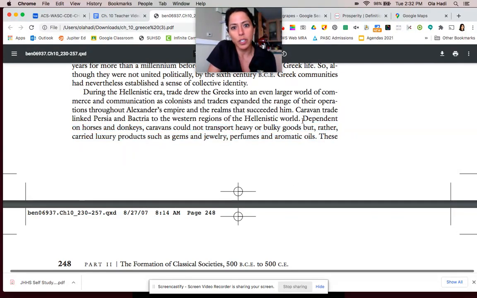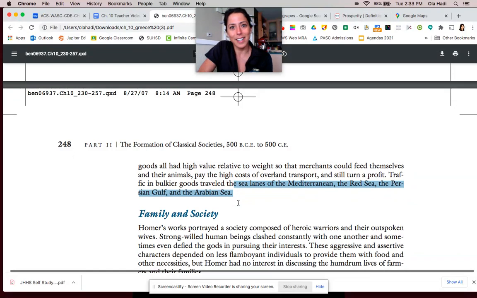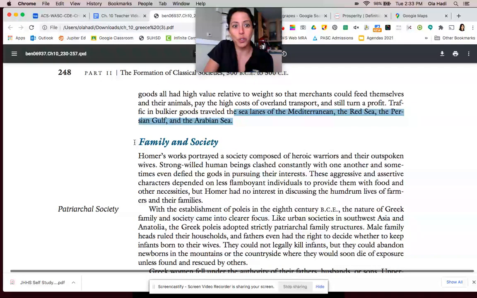So the way this is worded in your book is here, and it's just telling you overland is where you're going to see luxury items such as gems and jewelry, perfumes, aromatic oils, because they all had high value relative to their weight. So compared to their weight, they gave you a lot of profit. Okay, so this is some of the information that you should know about maritime trade that took place during the classical period of Greece. And in the next video, I'll tell you about social effects of trade and Greek society in general.